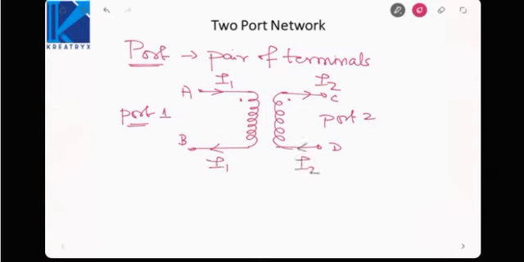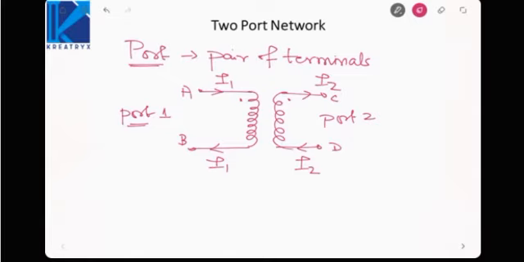So the net current entering or leaving a port is 0. I1 is entering from A, I1 is leaving from B. Because current needs a closed loop path for its flow, the net current entering or leaving will be 0. So that is how a port is defined. It is a pair of terminals from which a current may enter or leave a network.